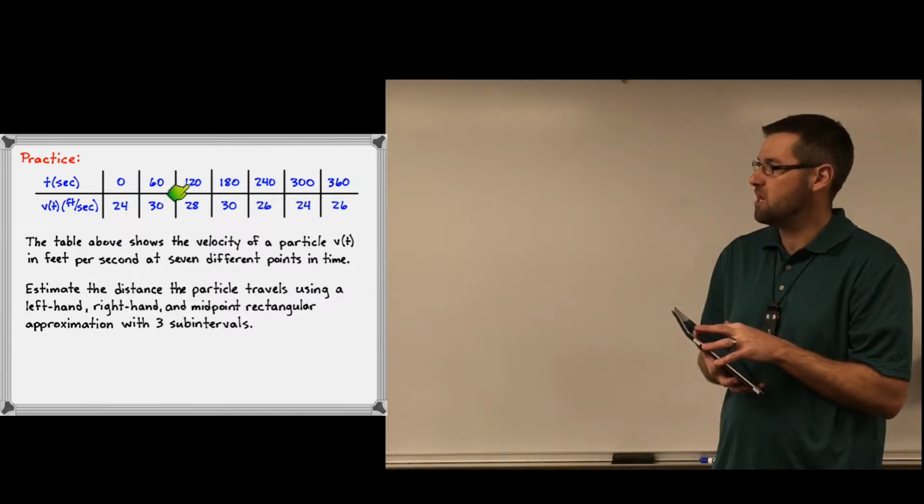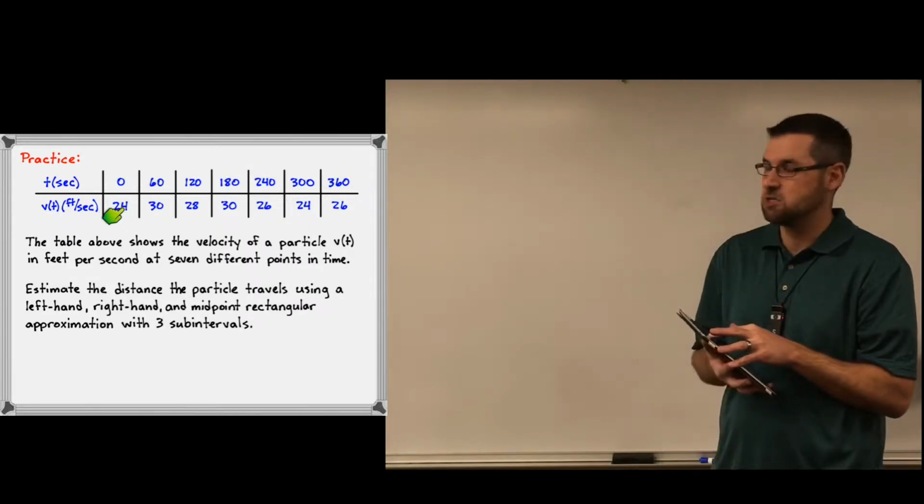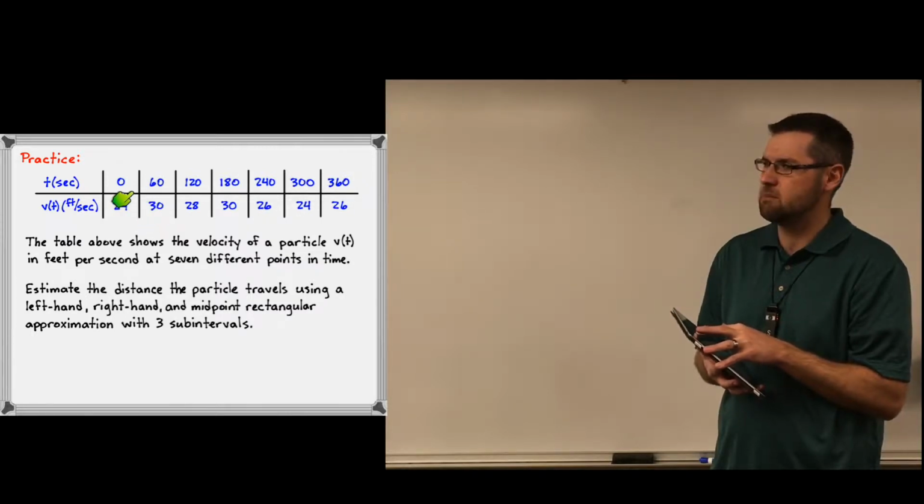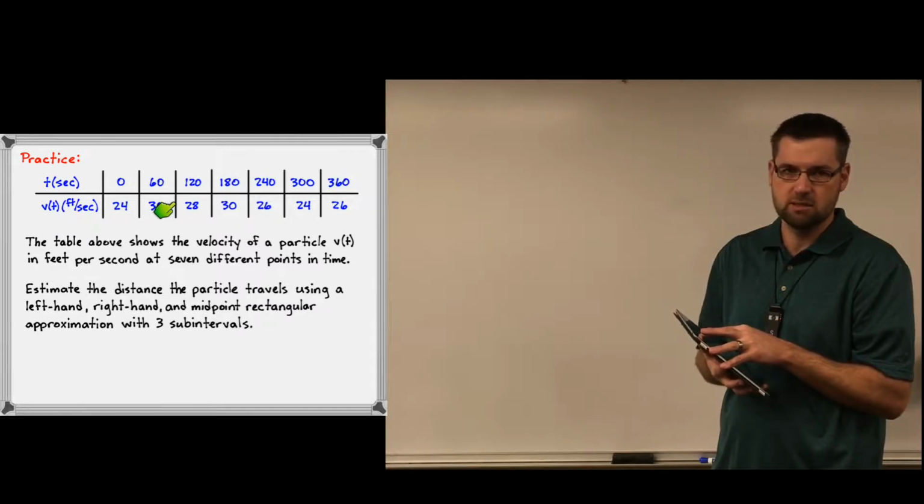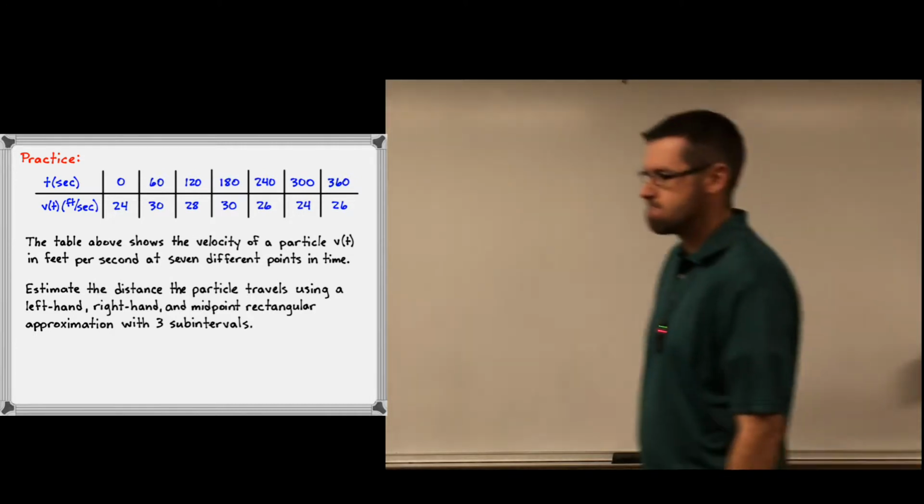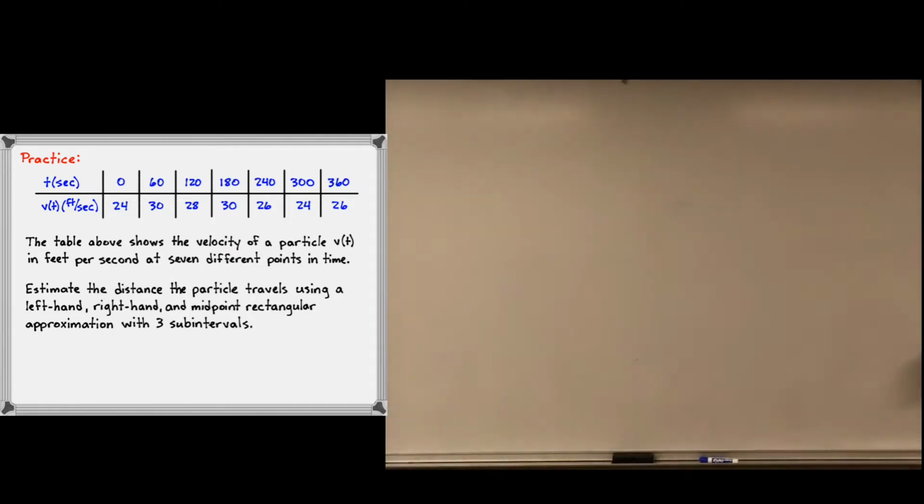120. If I'm doing a left-hand approximation, which value am I using? Am I using the 24, the 30, or the 28? I'm using a left hand, so I'm using the left hand number, right? If I'm using a right hand, which number am I using? 28. And if I'm using a midpoint approximation, I'm going to use 30. And the only reason you could say that's the midpoint is because 60 is exactly in the middle of 0 and 120. Does that make sense? So take some time and try and come up with the answer on these three, okay? Give me equations, though. Or give me at least your string of numbers that you're adding up.